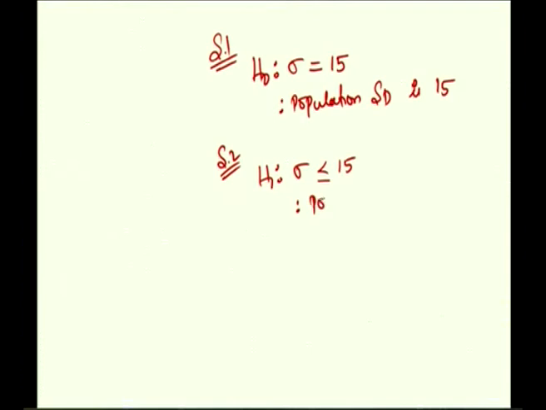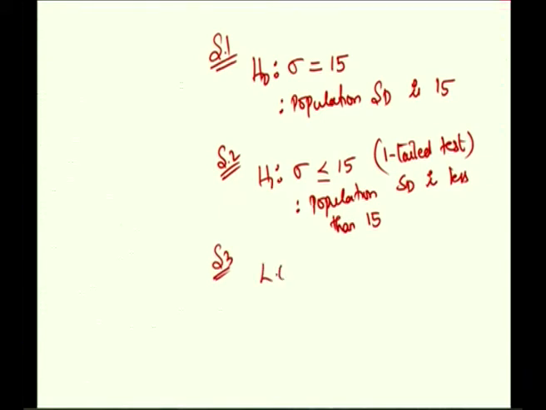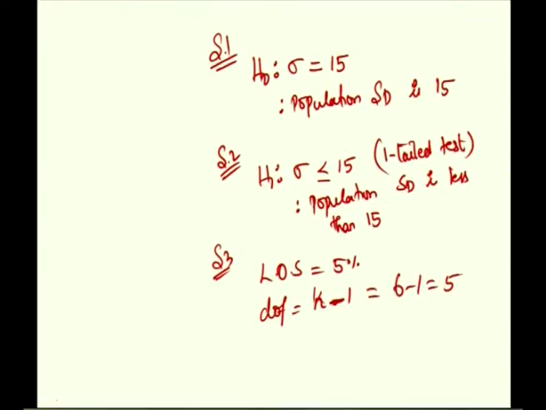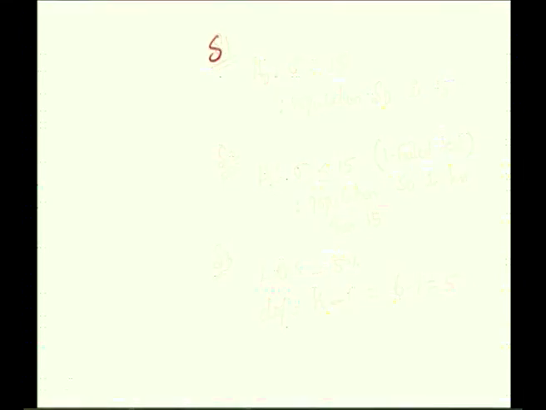So, the population SD is less than 15. So, it is a one-tailed alternative, therefore a one-tailed test. Okay. And step 3 is the level of significance, 5%, and the degrees of freedom is equal to k minus 1, k is here 6, minus 1 is equal to 5. And step 4 is the actual calculation part.